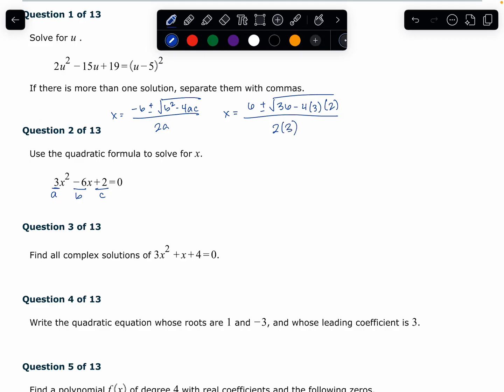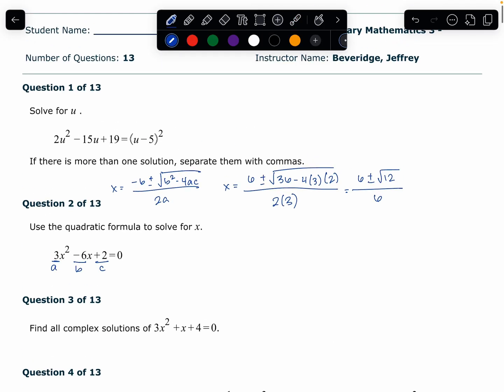Okay, now what I like to do, so 6 plus or minus, I like to just do this part right here in a calculator. So I'll do 36 minus 4(3)(2), and I get the square root of 12 over 6. Okay, and then I need to simplify the square root of 12. So hopefully you guys have a calculator that will do that for you.